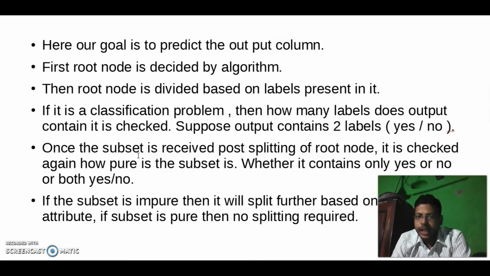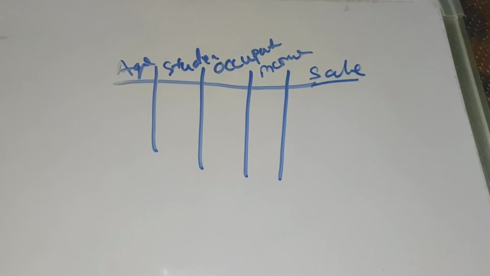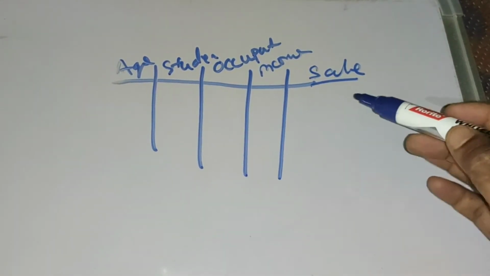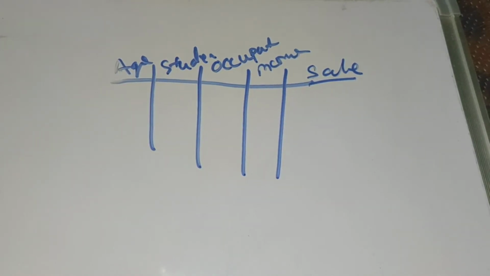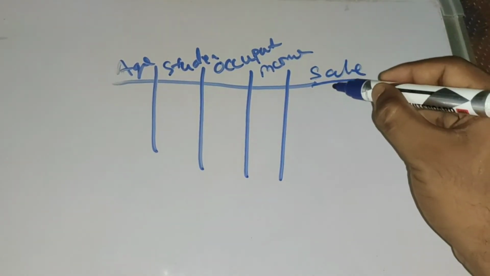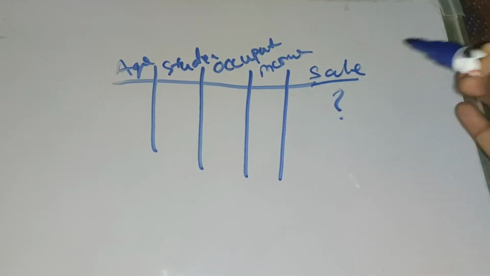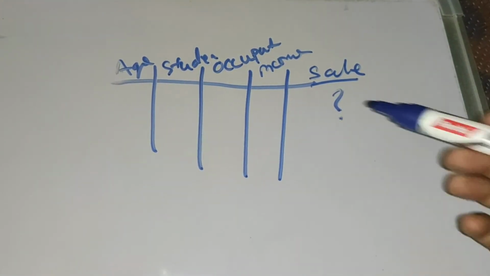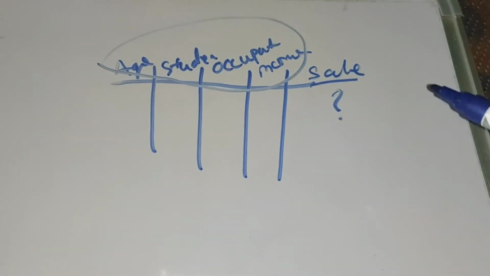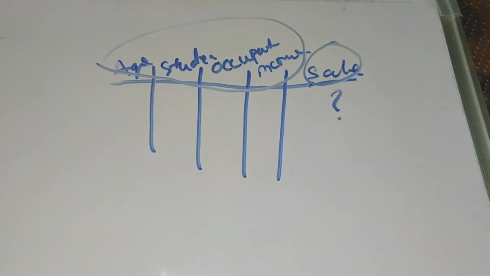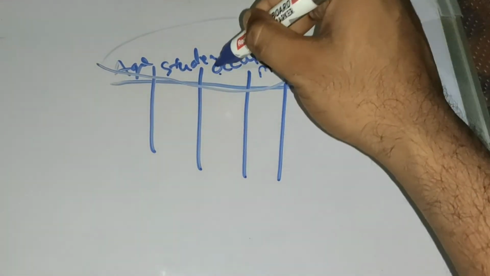First, the root node is decided by the algorithm, then the root node is divided based on labels present in it. Let's understand how it works. On the screen we can see the data set, in which sell attribute is there, age attribute, student, occupation, income, all such attributes. Here sell is the target attribute, because this is what we need to find out, and the remaining attributes are known as independent attributes. The sell attribute is known as the dependent attribute, because it is dependent on the remaining attributes.